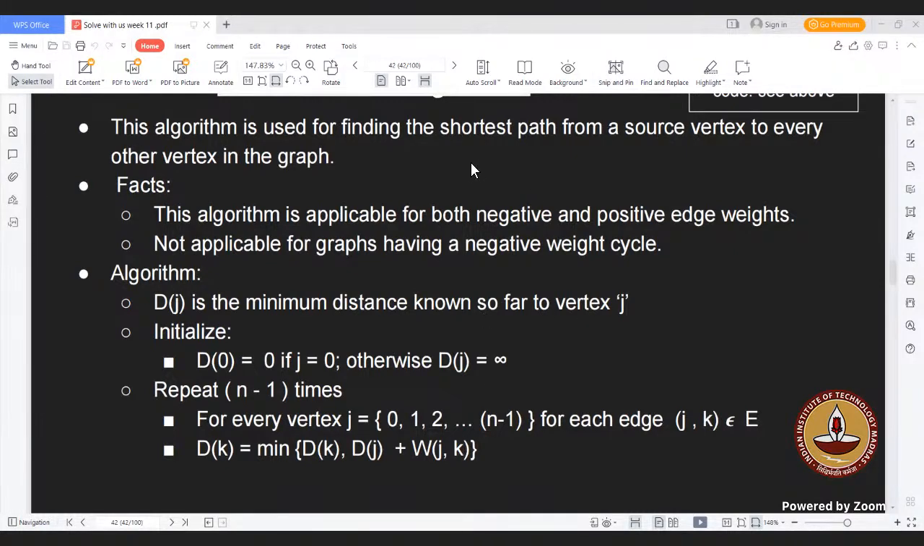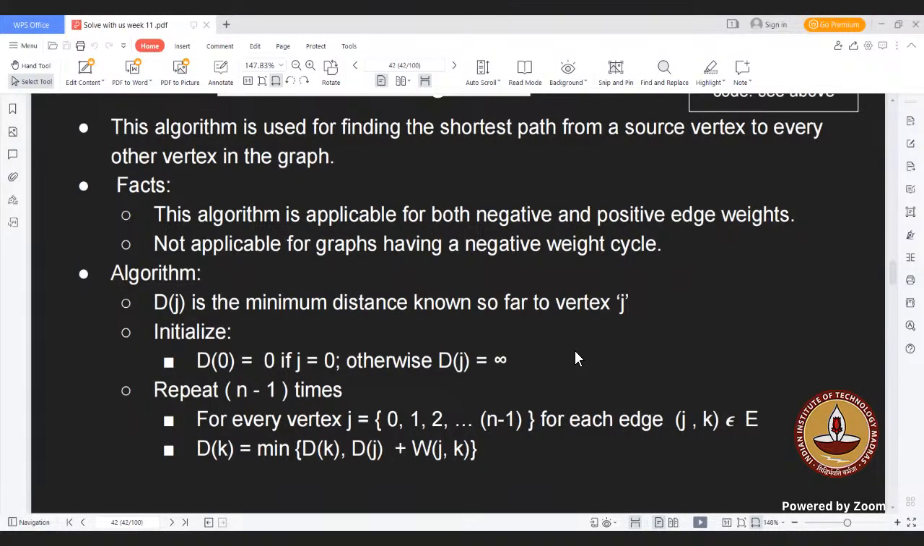So the distance will be known, and we'll initialize d0 to 0, and dj is infinite otherwise. First we'll mark this one 0, and the rest will be marked as infinity, and we'll repeat these two steps n minus 1 times. For every vertex j equal to 0, 1 to n minus 1, for each edge (j, k) belonging to E, dk will be the minimum of dk or dj plus w of jk.